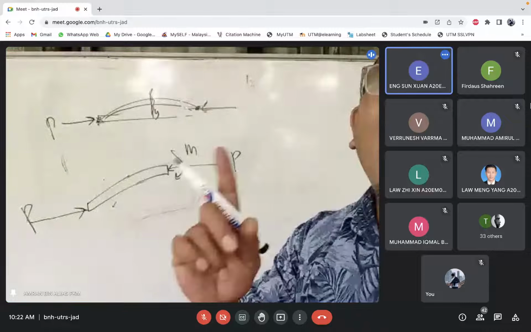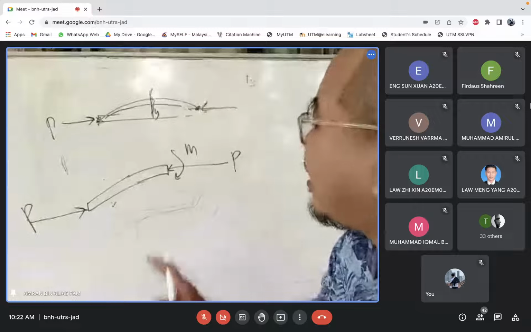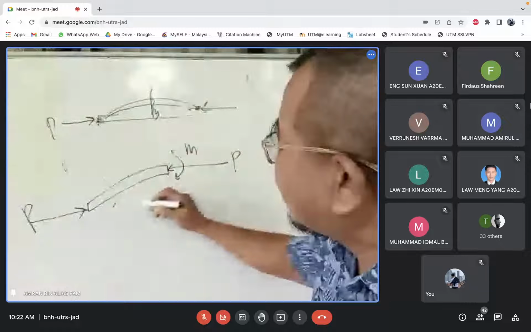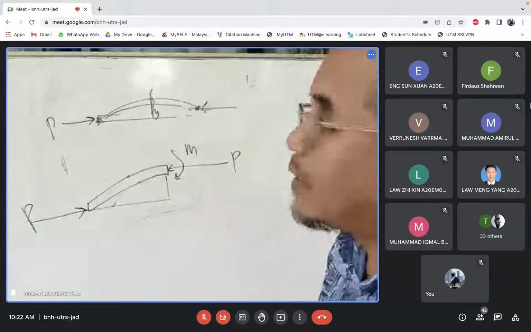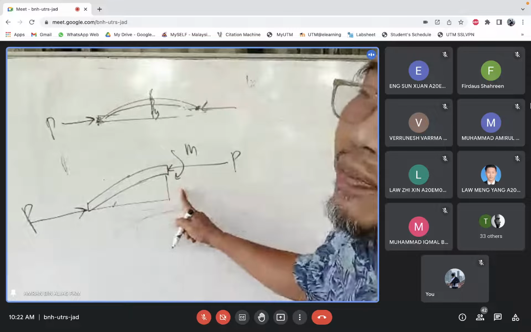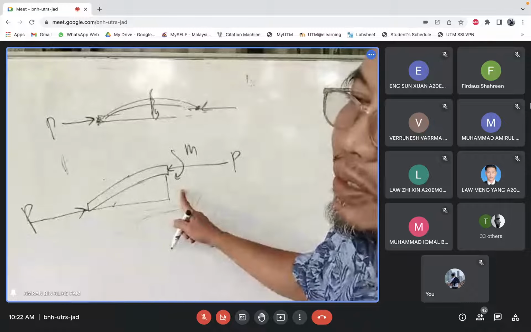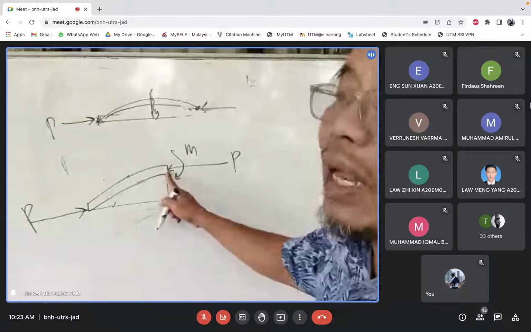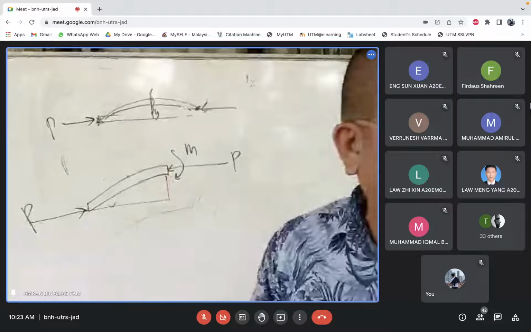Yes. This is what we have to realize. If not, this one is not static, right? There must be a moment inside that one to make it static, right? Yes.